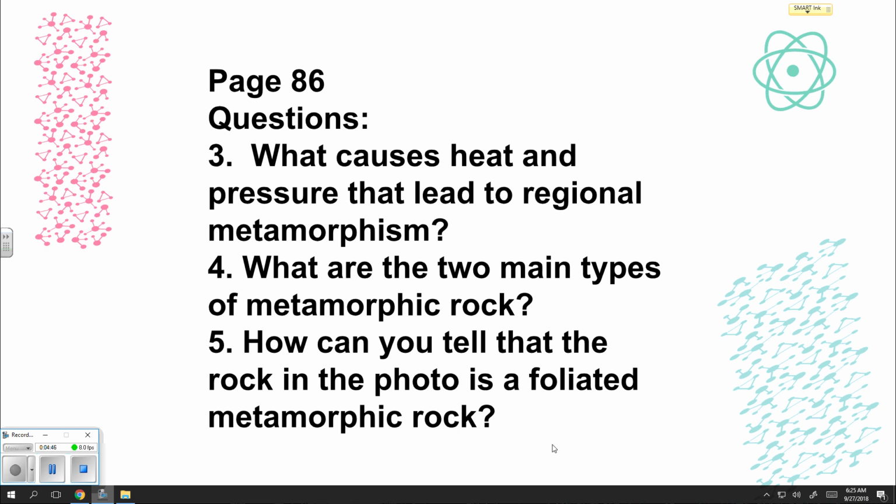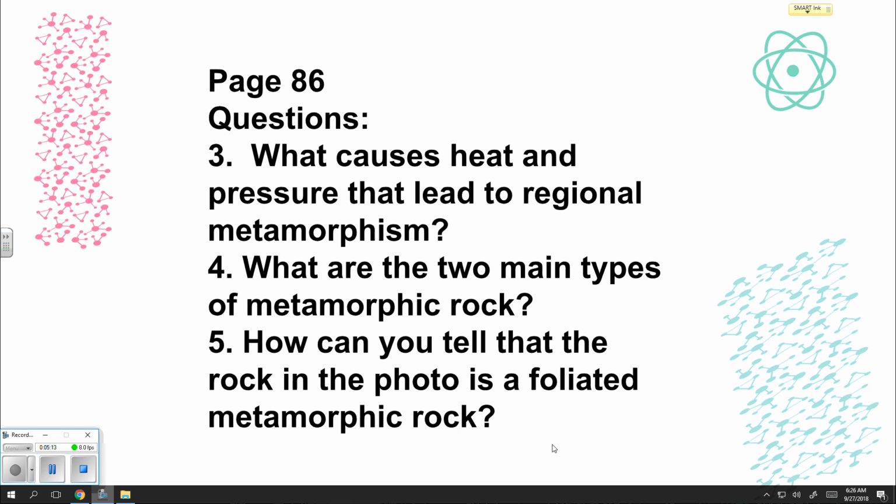Regional metamorphism. Earth's lithosphere is broken up into large pieces called tectonic plates. Highlight that sentence. The tectonic plates are constantly moving. In some places, two plates collide or come together.